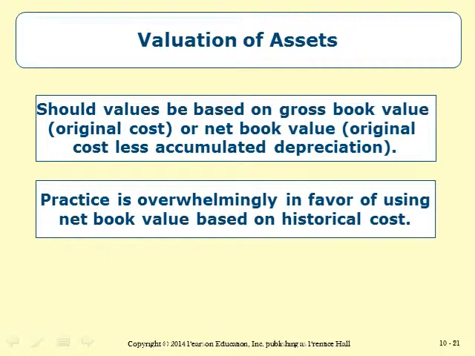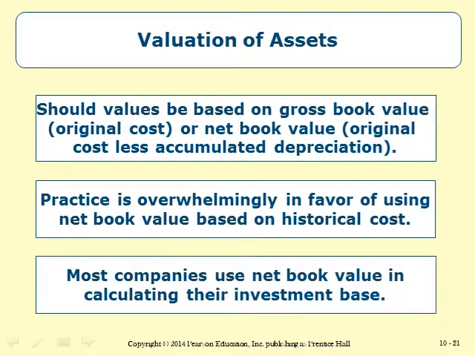Other issues in measuring invested capital are whether to value the assets contained in the investment base at gross book value, that's the original cost of the asset, or net book value, that's the original cost of the asset less any accumulated depreciation, and then whether to base the values on historical cost or some version of current value. Practice is overwhelmingly in favor of using net book value based on historical cost. This means the numbers used for performance metrics are consistent with financial numbers reported to the public. However, the alternatives are attractive in certain circumstances. We first examine the historical cost versus current cost issue, and then discuss gross versus net asset values.